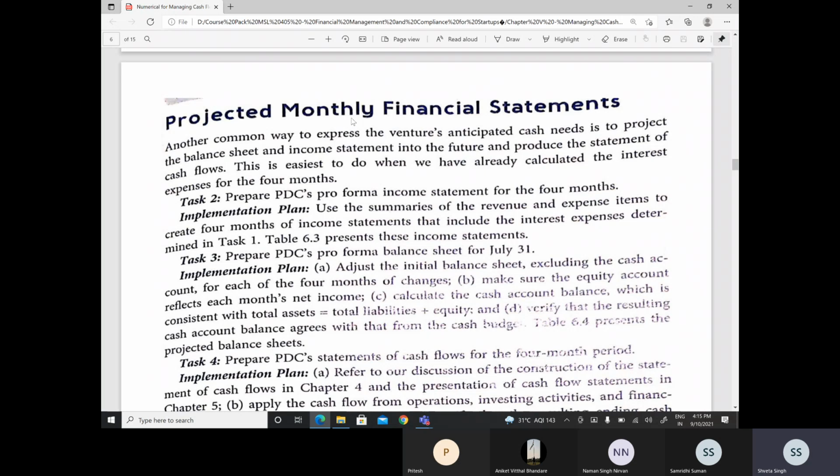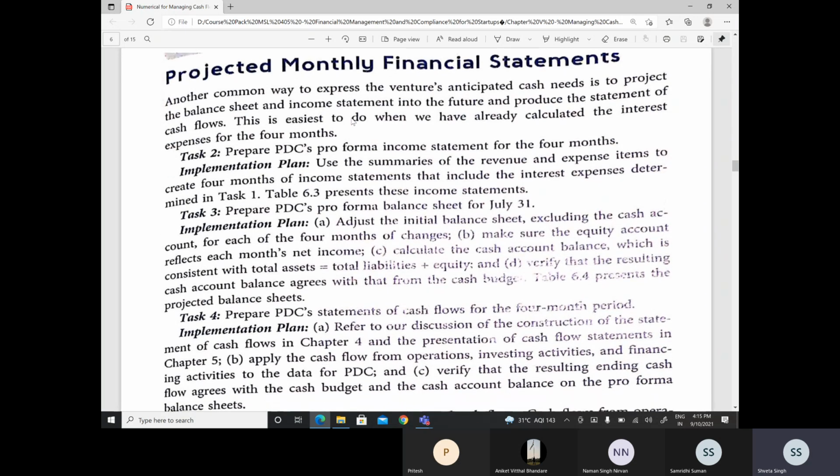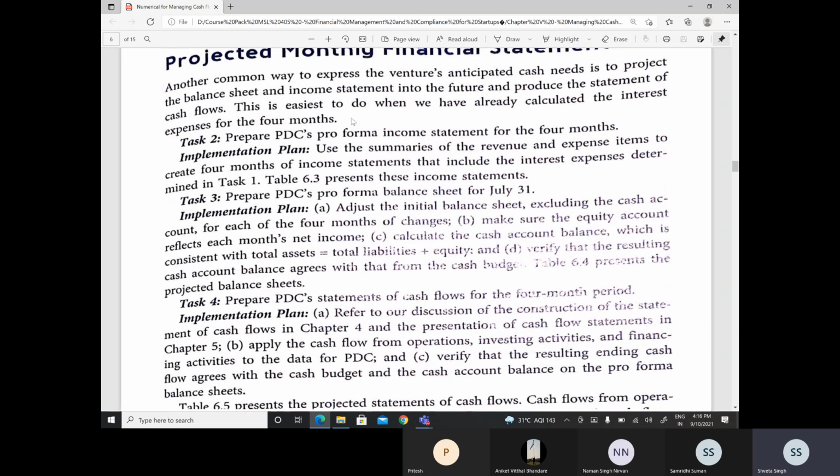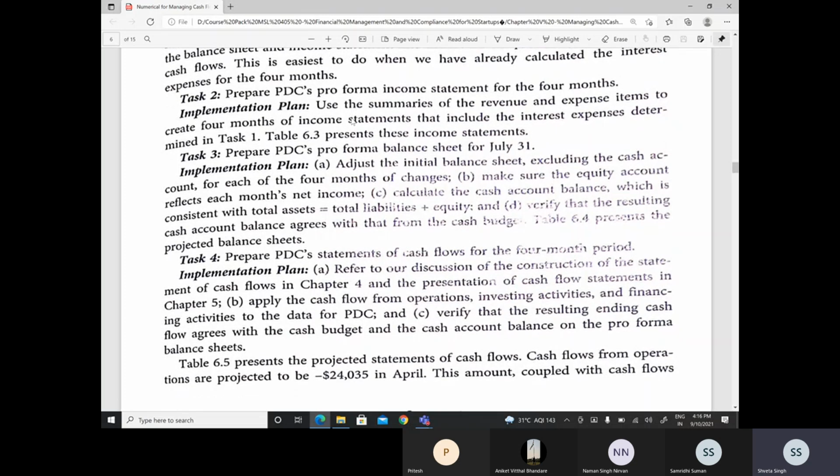So we can also make it through the projected monthly financial statements. Another common way to express the venture's anticipated cash needs is to project the balance sheet and income statement into the future and produce a statement of cash flows. This is easiest to do when we have already calculated the interest expenses for the 4 months. So let us see how we do this.